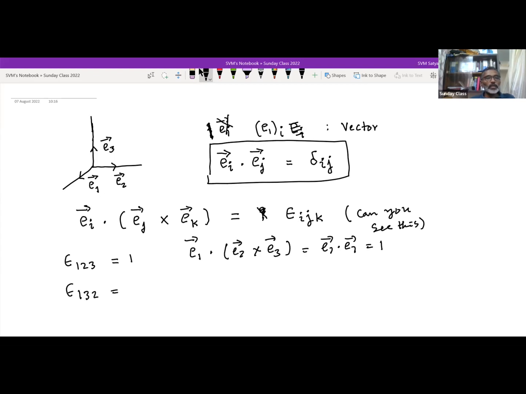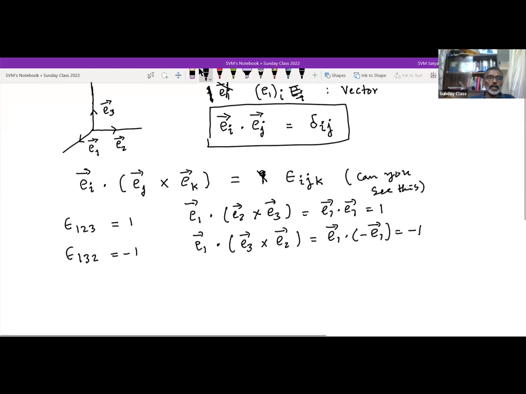What is the value of epsilon 132? It is -1. So do you get -1? That is E1 dot E3 cross E2, correct? That is equal to E1 dot, this is minus E1, right? So that is equal to -1. You follow? Like that, you can verify this.